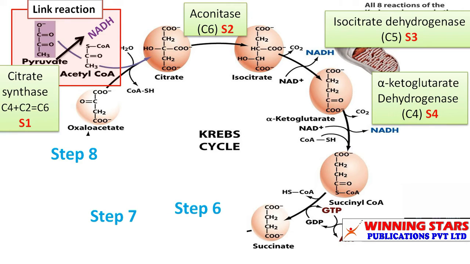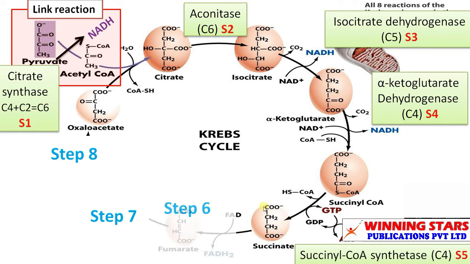Succinyl coenzyme A is converted to succinate, and the enzyme involved is succinyl coenzyme A synthetase. Here also succinate is a C4 compound. So from succinyl coenzyme A, which is a high energy compound, by substrate level phosphorylation ATP is formed and succinate is also formed during the process.